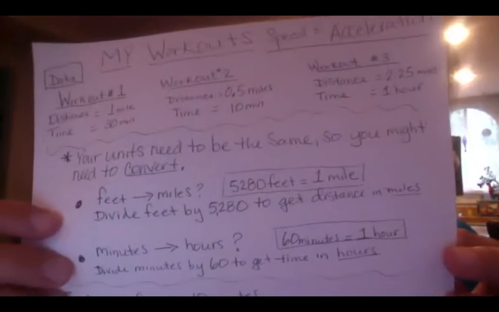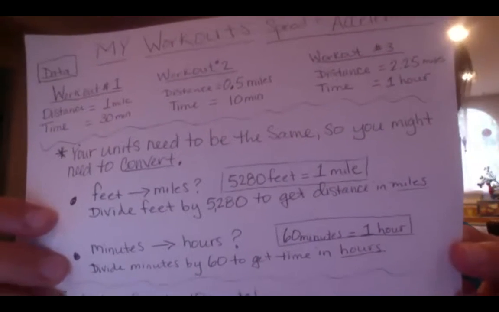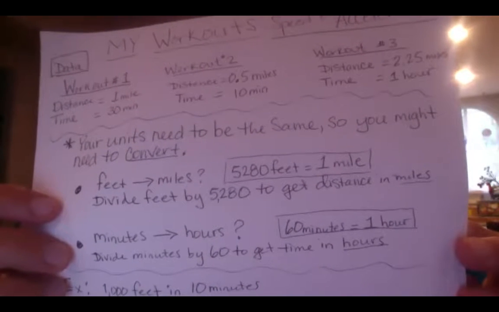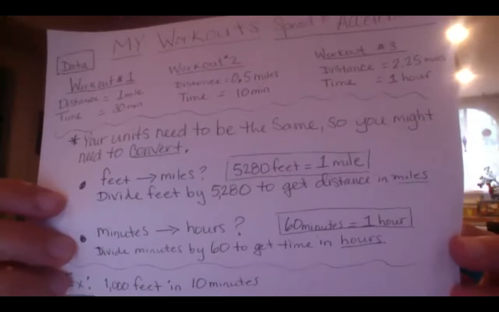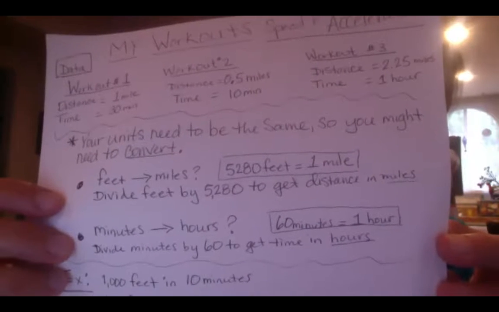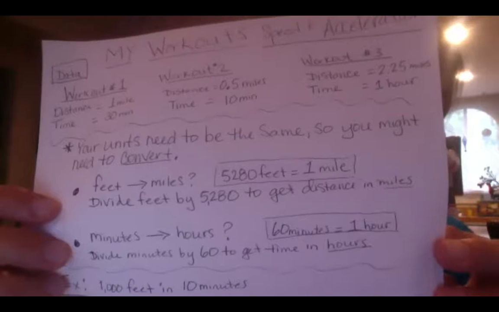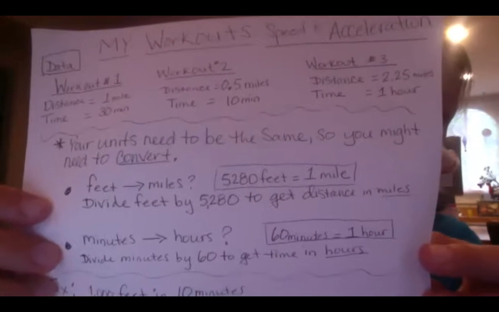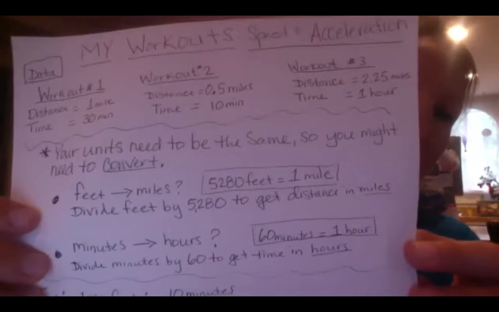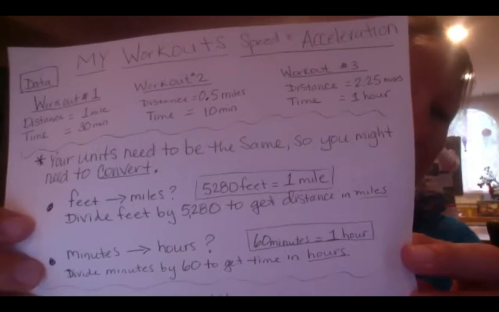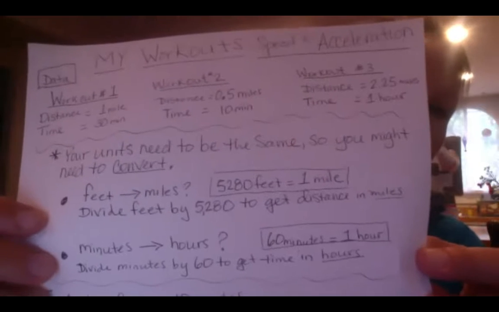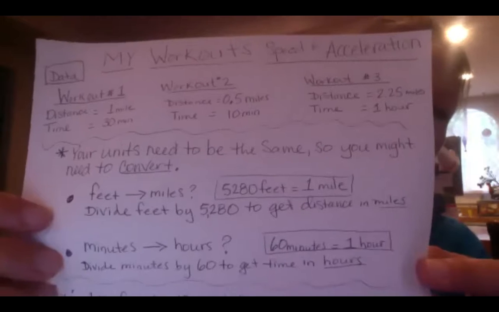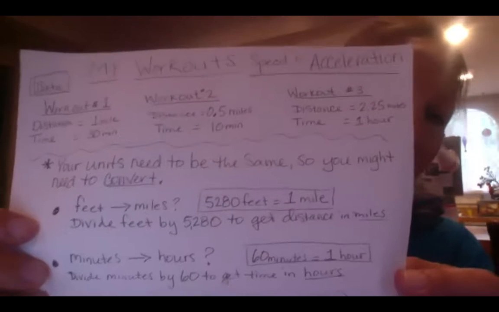All right, so you can see my data up there for 3 workouts. In workout number 1, I jogged 1 mile, and it took me 30 minutes. In my second workout, I went half a mile, 0.5, in 10 minutes. I was running a little fast there. And in workout 3, I went 2.25 miles in 1 hour. Okay, so that's my data. Hopefully you can put your data in there if you haven't already.